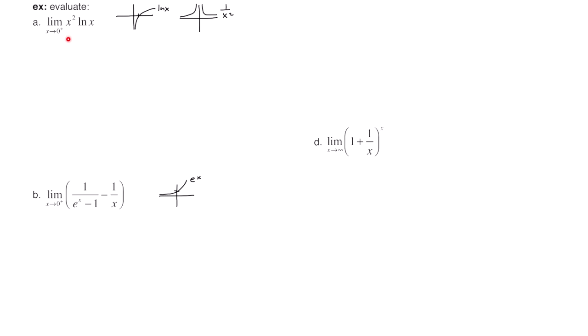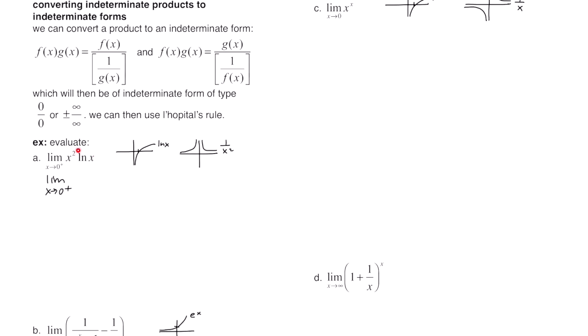This example says to evaluate, we have the limit as x goes to 0 from the right of x squared times ln of x. So what I'm going to do is leave this ln of x in the numerator, so like here, g of x stays in the numerator, and then we're going to divide by 1 over the other function. We're going to divide by 1 over x squared. So mathematically, this expression is equivalent to this one, and now we have ln of x over 1 over x squared.